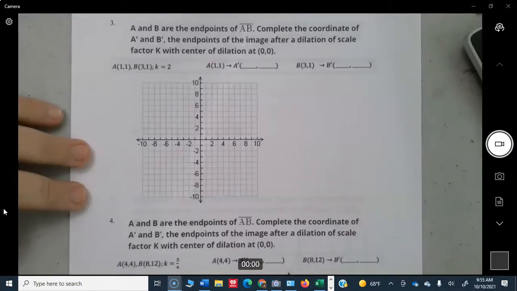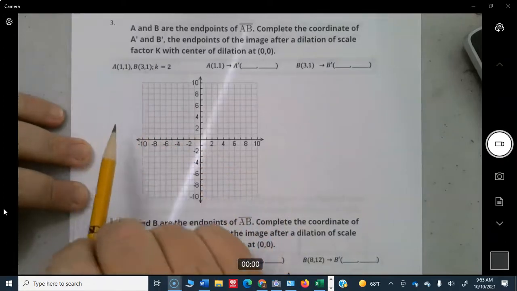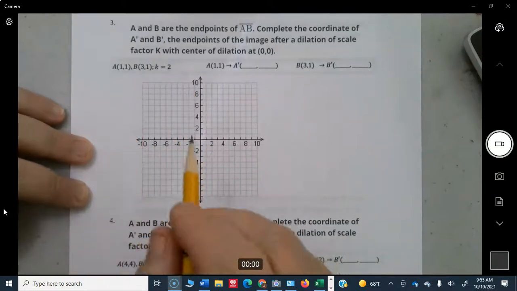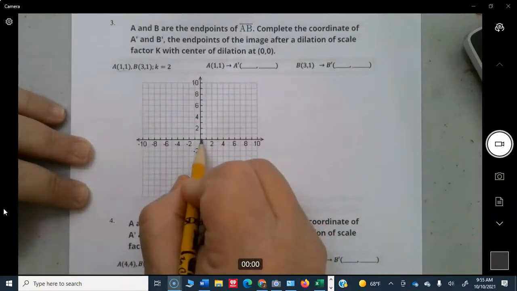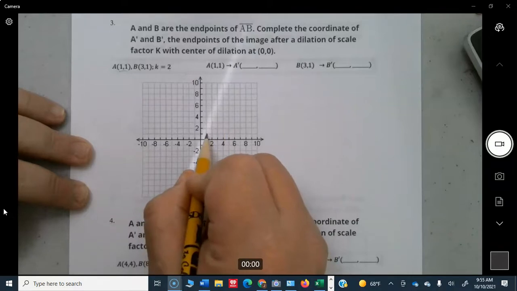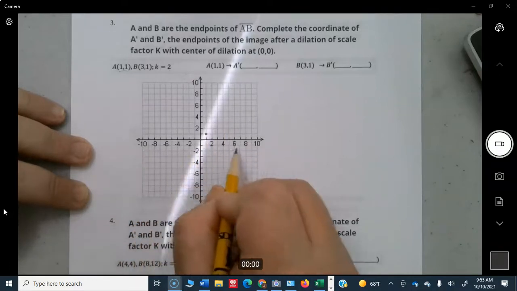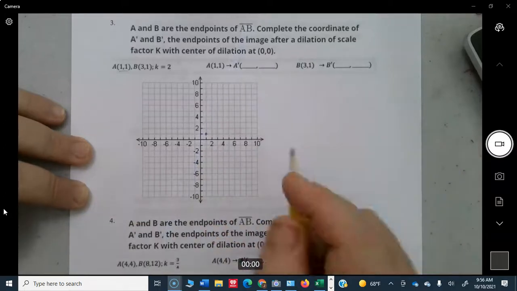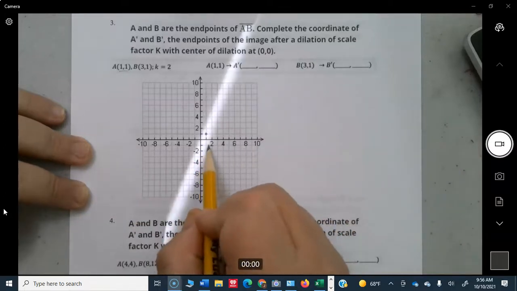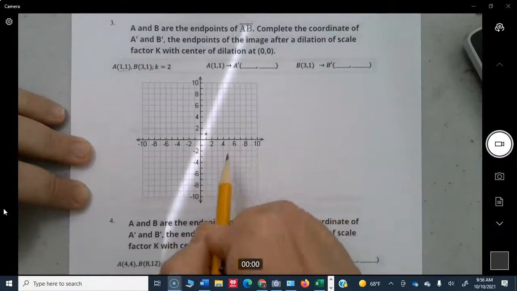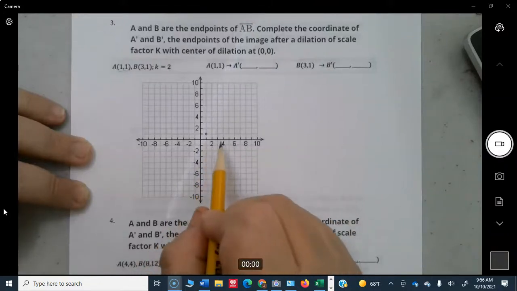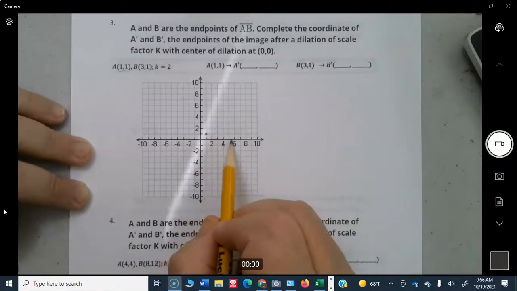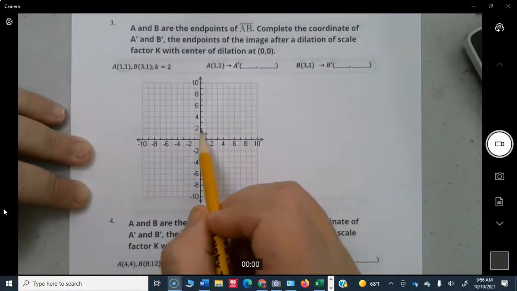Okay, on problem number 3, they want us to plot the original points, and then they want us to dilate that by 2. So we'll go ahead and plot the original points first. 1, 1. You can come over 1 and up 1. First thing you want to be sure of is the scale, that every square does equal 1. It doesn't have to. Now you see 2, 4, 6, 8, but that's because they number every second square, and that's just because it would be too crowded if they did 1, 2, 3, 4, 5, 6, 7, 8. So every square does represent 1 on the x-axis, and it also represents 1 on the y-axis.